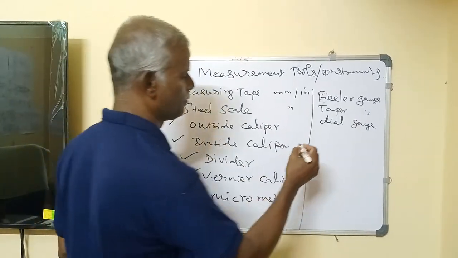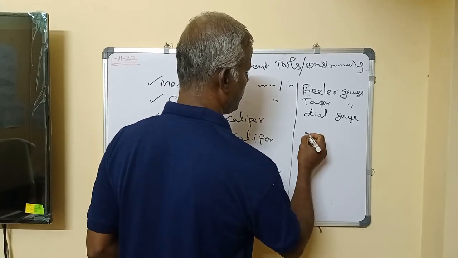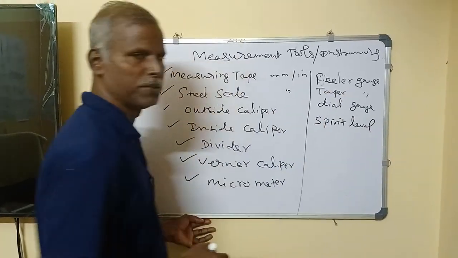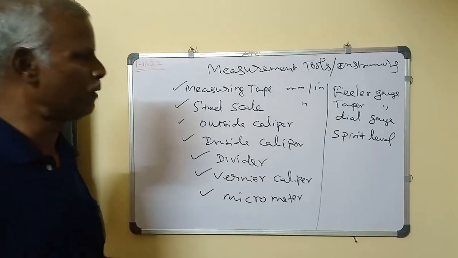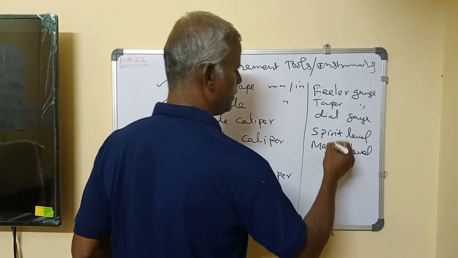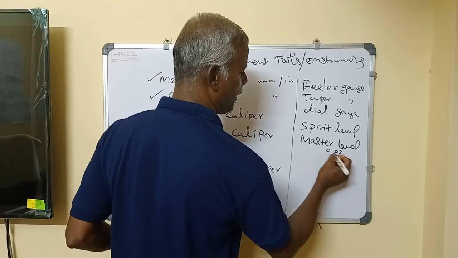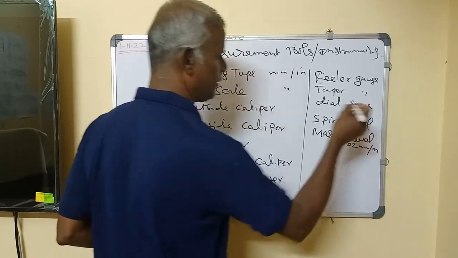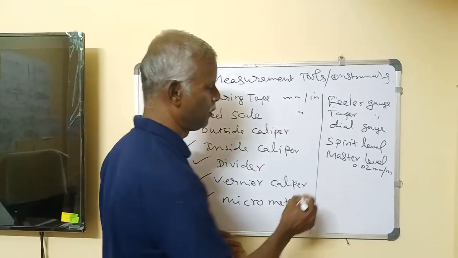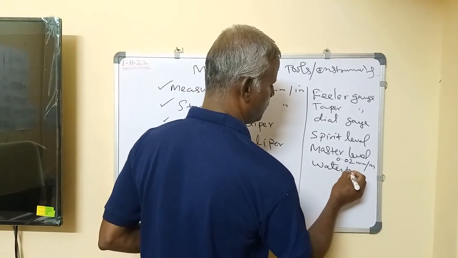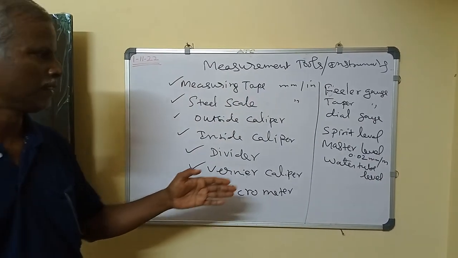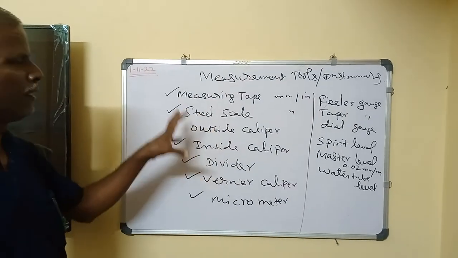Next is leveling. The spirit level is one type of instrument for inclination. The master level can read up to 0.02 mm per meter accuracy of inclination. Also the water tube is one type of instrument, used for height difference. These are some instruments used in measurements.